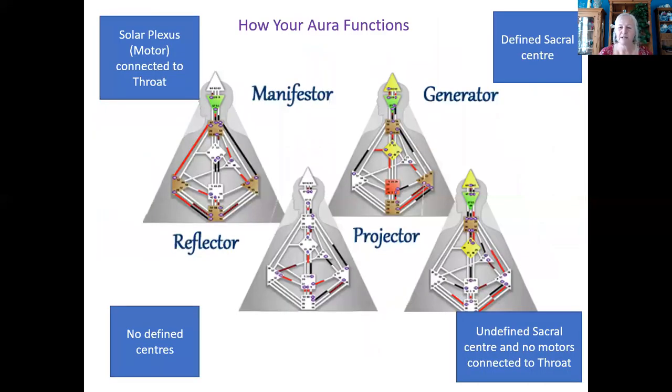The type really describes how your aura functions. Okay, so I've just done this slide here just as a reminder, so you can see examples of the 4 different types of charts here: manifestor, generator, reflector and projector. I didn't do a separate one for the manifesting generator because they really do come under the same type as generator.